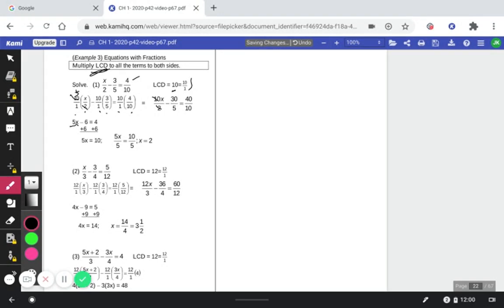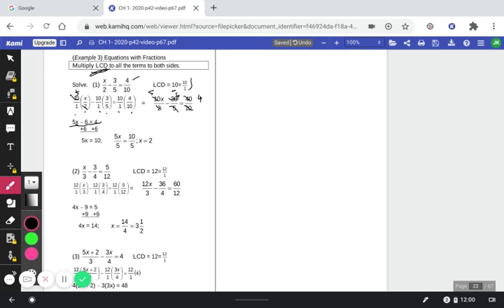So what happened is the fractional equation becomes a regular equation. And 5 goes into 30 6 times, so it becomes minus 6. And 10 goes into 40 4 times. So your whole fractional equation turns into 5x minus 6 equals 4.